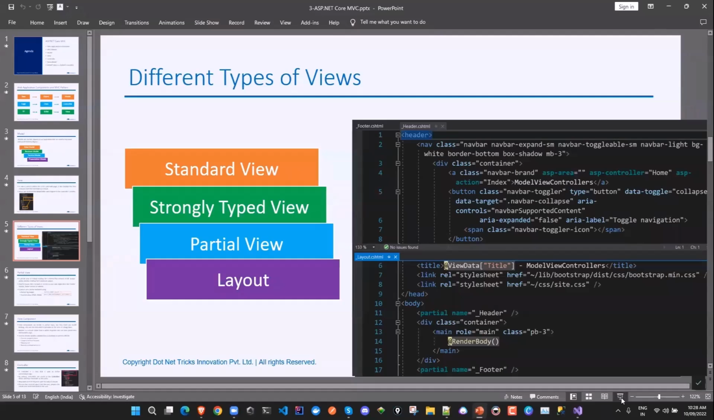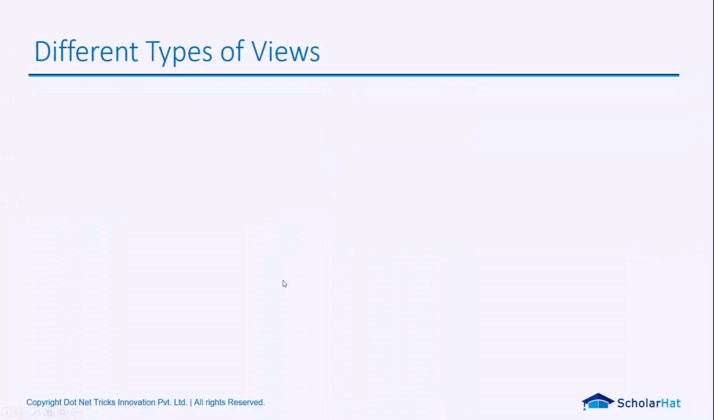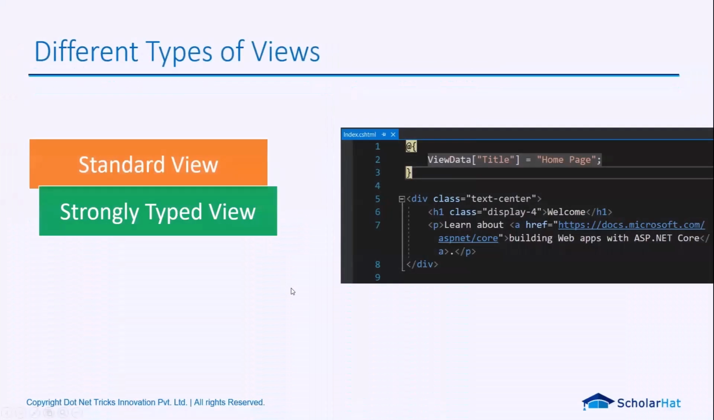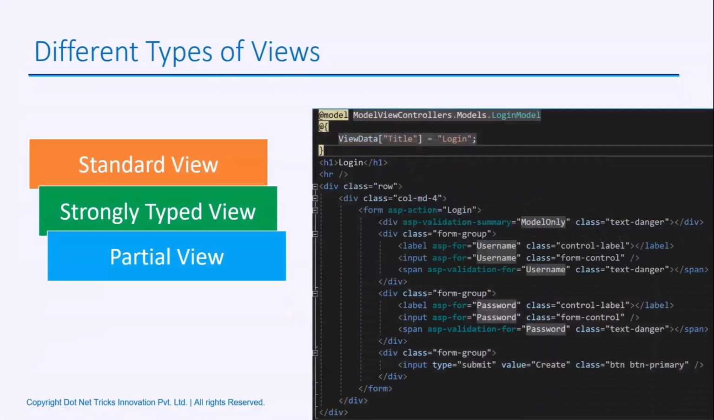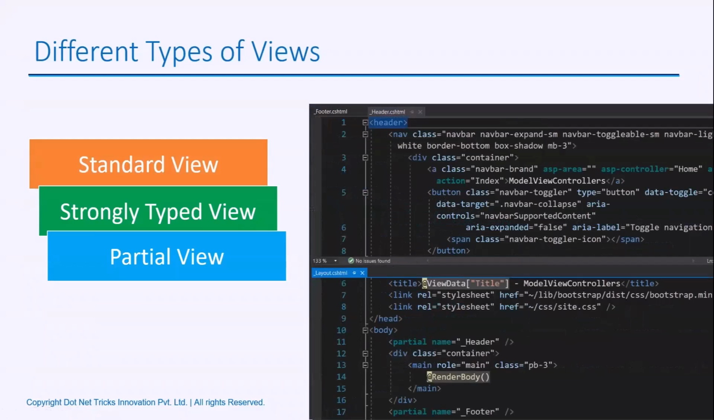The next thing we are having here is the partial view. We have some sections on the page which we are willing to reuse. Those sections we can create with the help of partial view. Just look at the case where we have a header section to create a menu. This one we created as a header partial view, and we are calling it here using the partial tag.